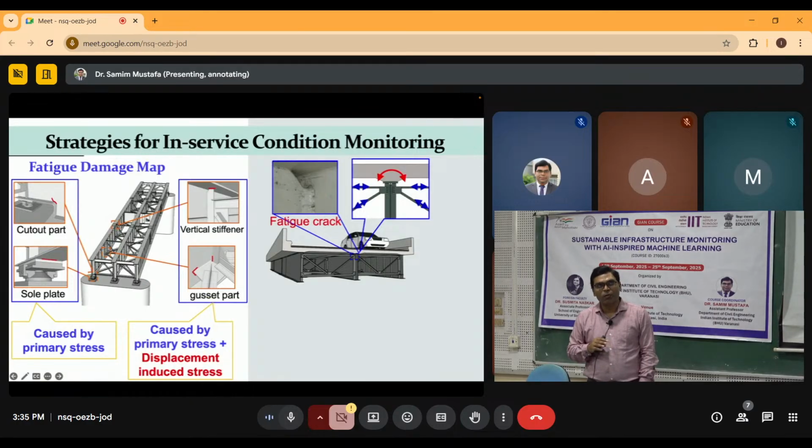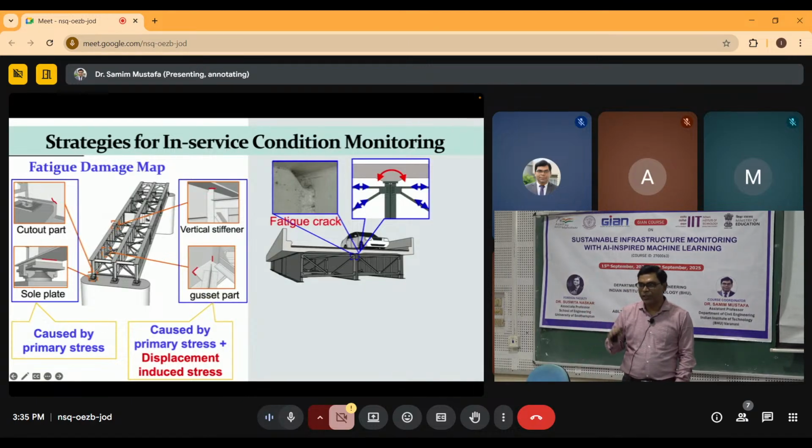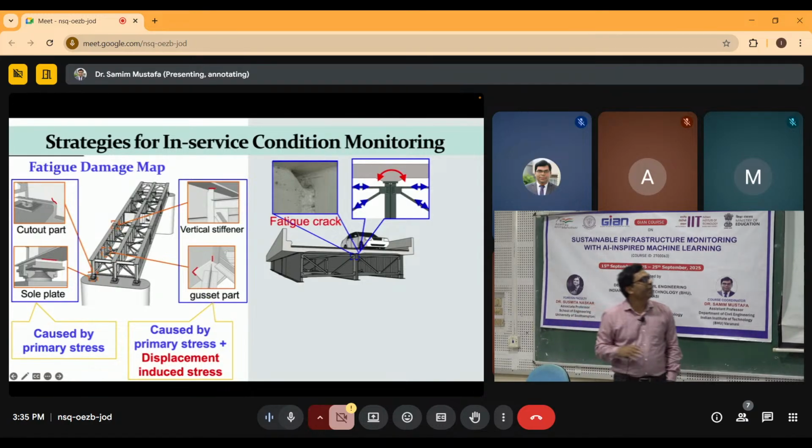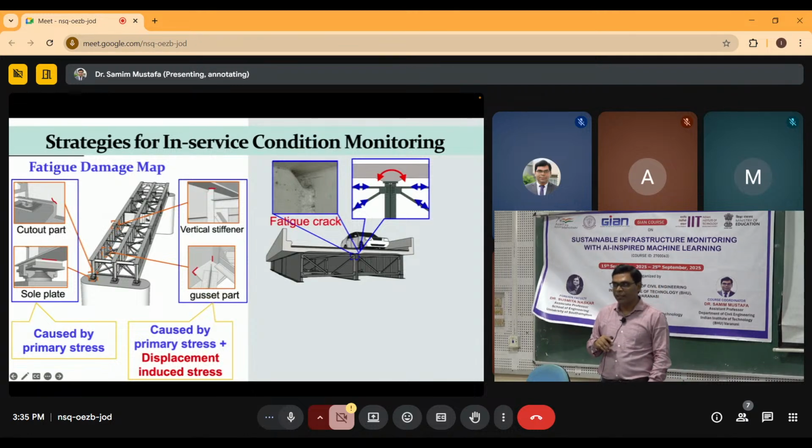That is also possible. You have to do finite element analysis first. Then you locate where the stress accumulation is higher or where damage is likely to happen. Then you design your sensor system. Then, coming to fatigue damage or in-service condition monitoring.